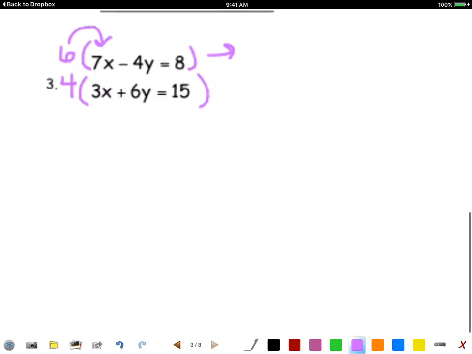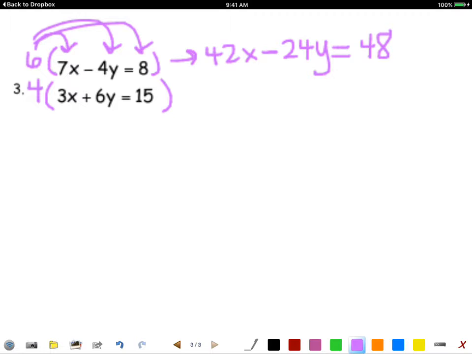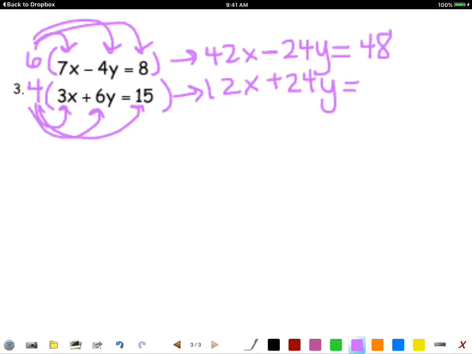What's 6 times 7x? 42x. 6 times -4y? -24y. You okay? Okay, and then 6 times 8 is 48. All right, on the bottom, 4 times 3x, 12x. 4 times 6y, 24y. And 4 times 15, 60. Great. So our y values are going to eliminate now.